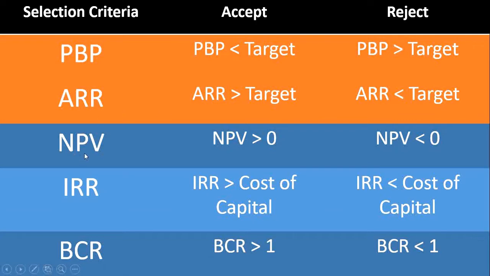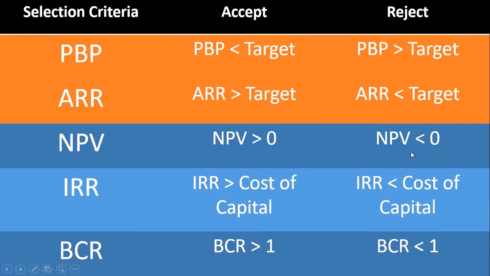Now let's move forward to NPV. Full form is net present value. NPV is the best decision criteria. Why, I will tell you later. You should accept the project when NPV is greater than 0. So after the calculation, when you find that your NPV is greater than 0, you accept the project. When NPV is less than 0, you reject the project.